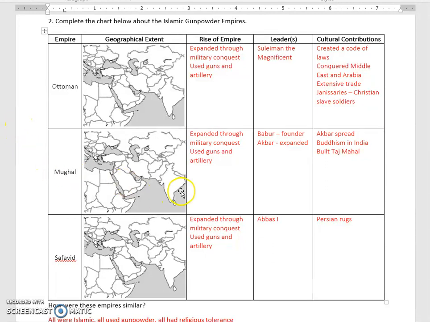The Mughal Empire is located over here in India. They also expanded through military conquest with gunpowder. Babur was the founder of the Mughal Empire, and Akbar is the one who expanded the empire. During the Mughal Empire, Akbar helped to spread Buddhism, and we will also see the Taj Mahal. That's that building that's on the front of our textbooks.